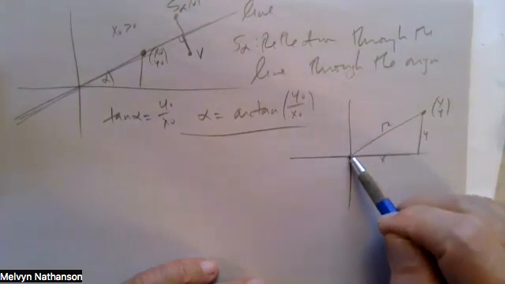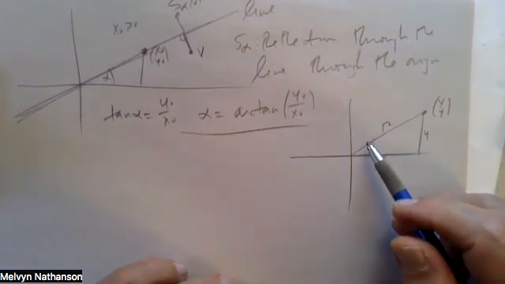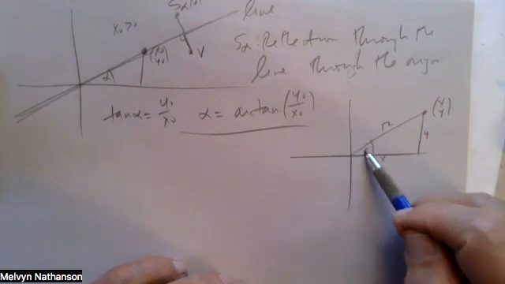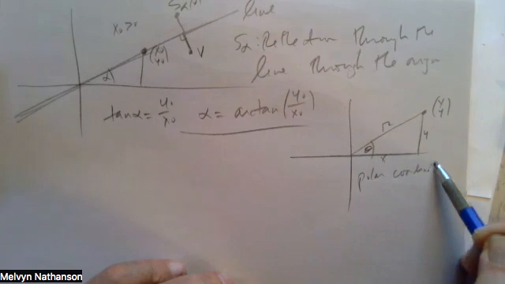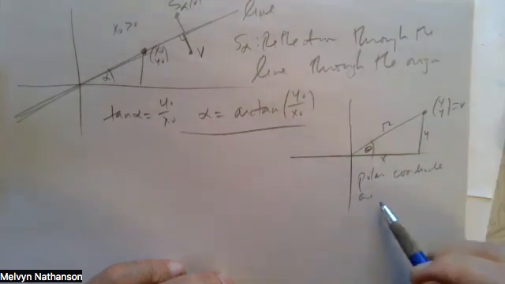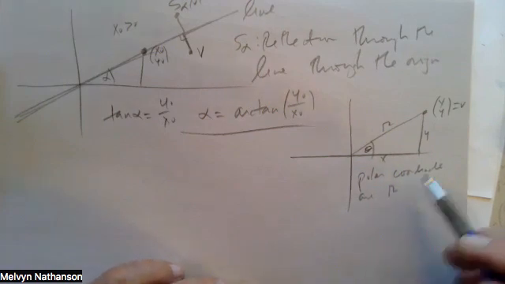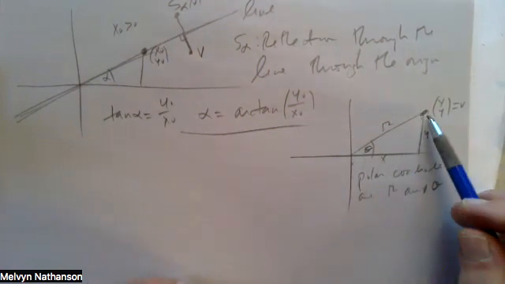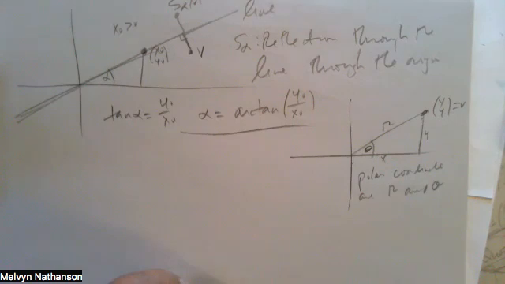If you let r be the distance from the origin to the point, and if we call this angle theta, then the polar coordinates of this vector v are r and theta. So if you take a vector, the distance to the origin is r, and the angle the vector makes with the positive x-axis is theta.